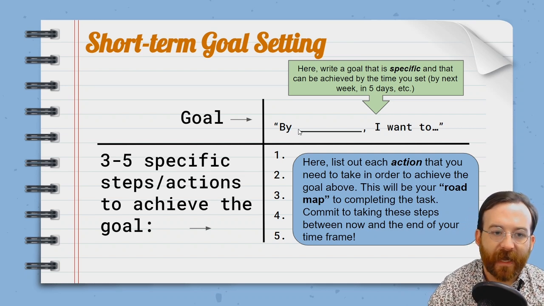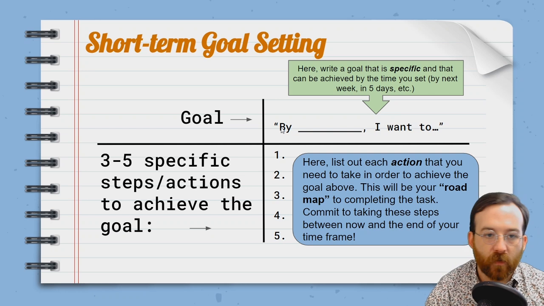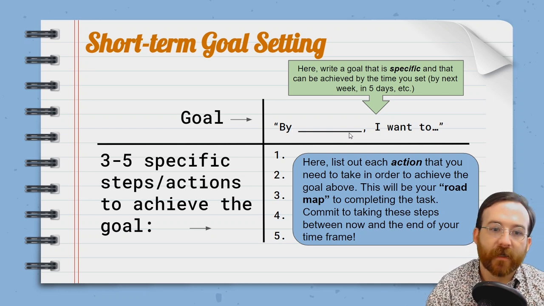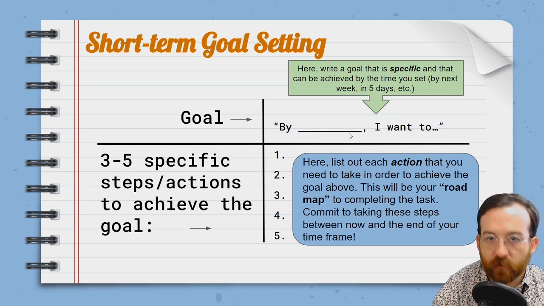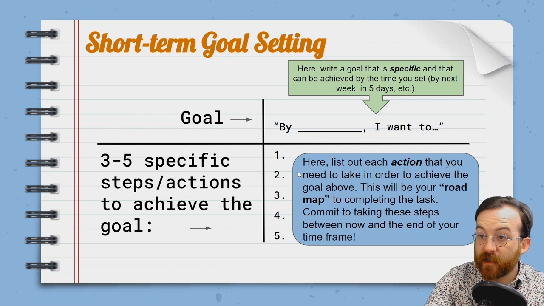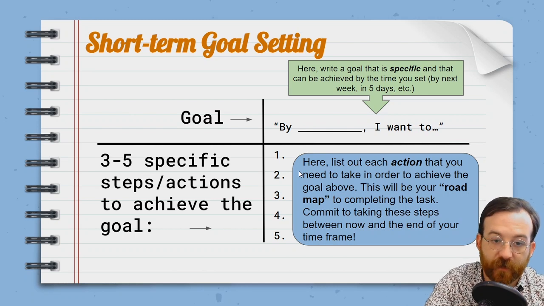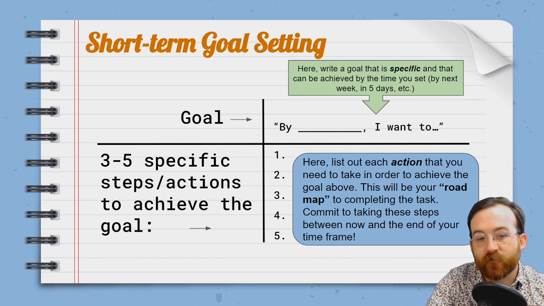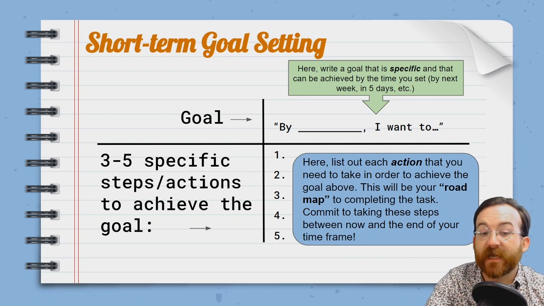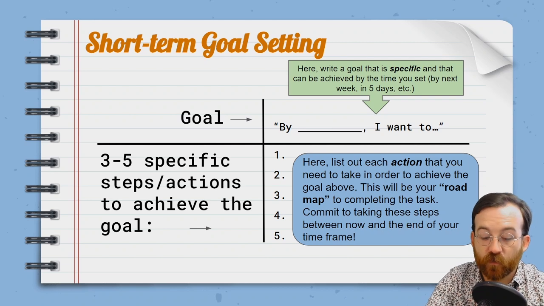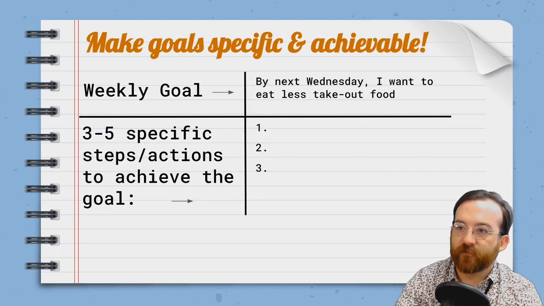So on this, you say by, say, next week or by next Wednesday, I want to, and then you lay out that goal. Below here, you would list out each action that you need in order to achieve the goal above. This will be like your roadmap to completing the task. If you take these steps between now and whatever your time frame is, you will achieve your goal. So this is an example of one of mine.